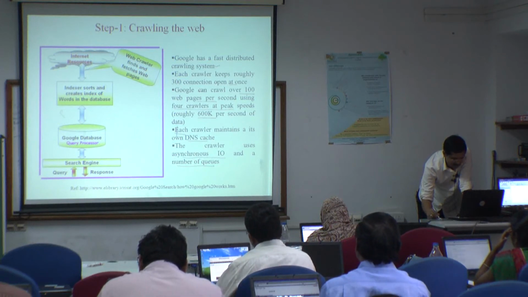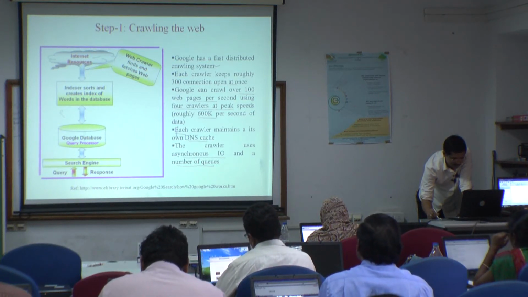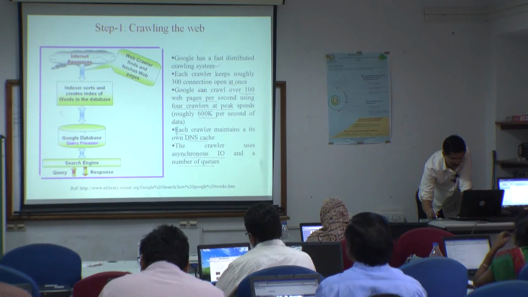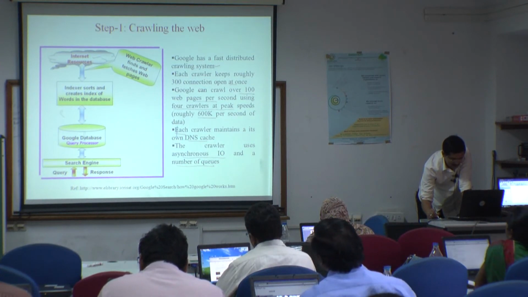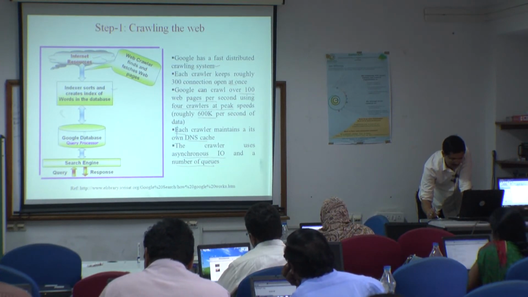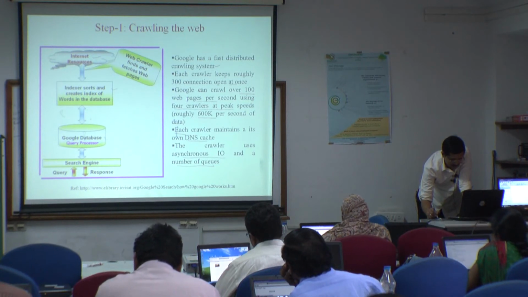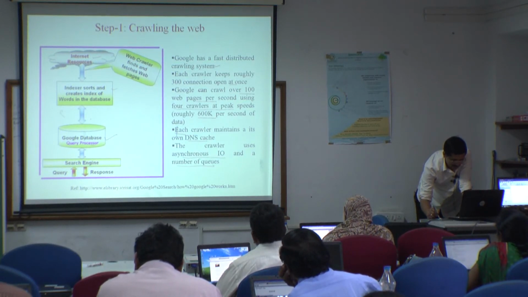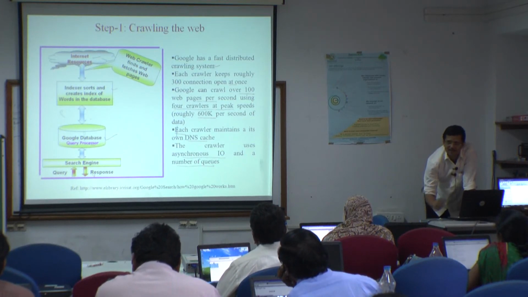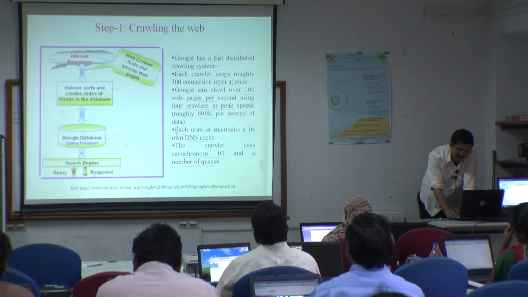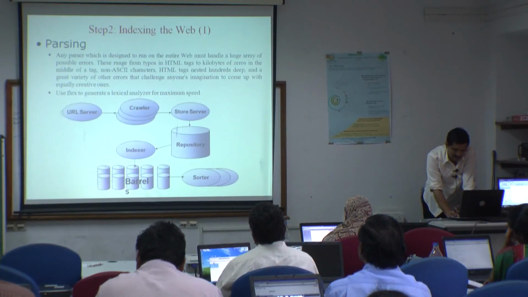This is the system. Internet resources. The web crawler finds and fetches the web pages. The indexer sorts and creates the indexes of words in the database. This is the Google database. They apply a query processor, their search engine. They collect the query, apply the ranking process and then respond. So this is the traditional initial architecture of the Google search engine.